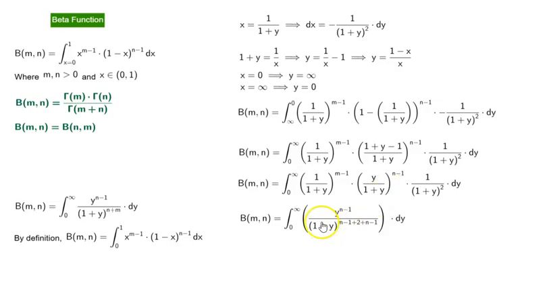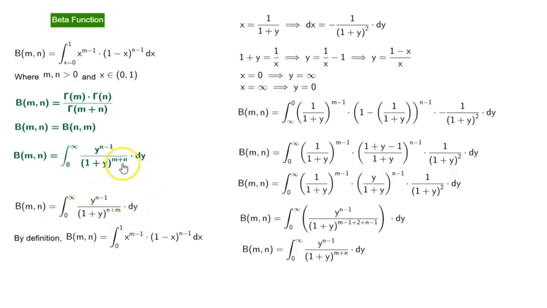So now we can combine. So we have y to the power of n minus 1 divided by 1 plus y to the power of m minus 1 plus n minus 1 plus 2. Simplifying it, we get beta of m comma n is equal to the integral 0 to infinity of y to the power of n minus 1 by 1 plus y to the power of m plus n dy. And this is exactly what we had to show. So that's another interesting identity, we can say.